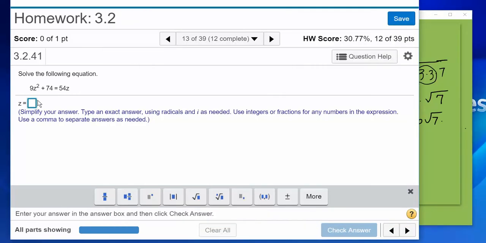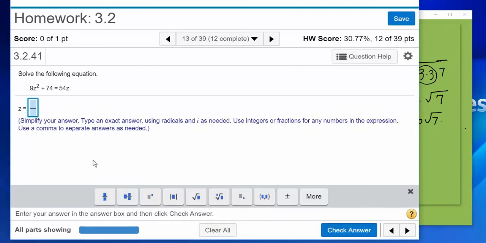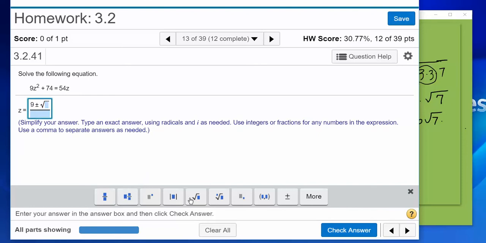9 plus or minus, so I'm going to use my fraction button. 9 plus or minus button, square root of 7 over 3. So let's see how we did.